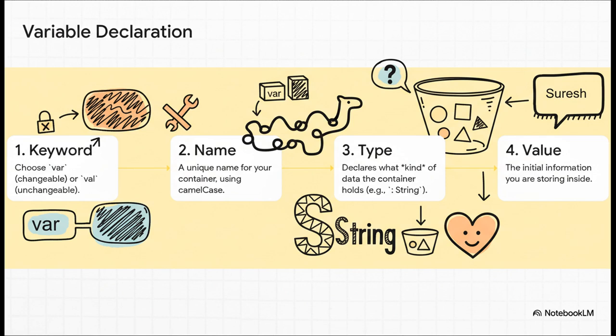Part 3 is the type. This is you telling Kotlin what kind of stuff is allowed in this box. And last but not least, number 4, the value. This is the actual info you're storing inside. So when you look at that full line, var myName: String = "Suresh", you can see how it follows that recipe perfectly.